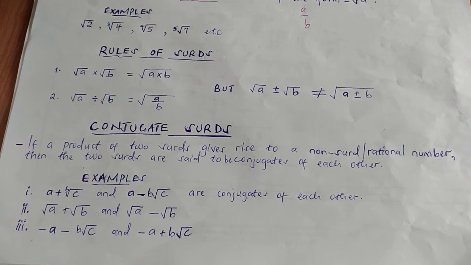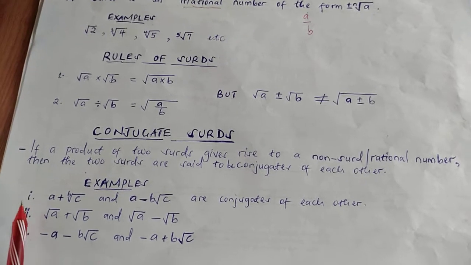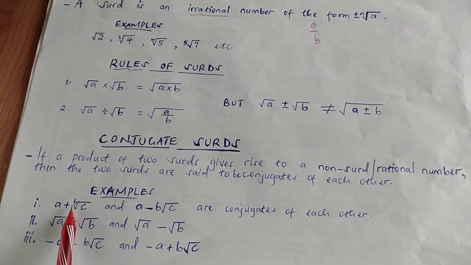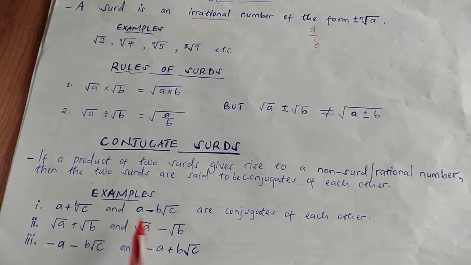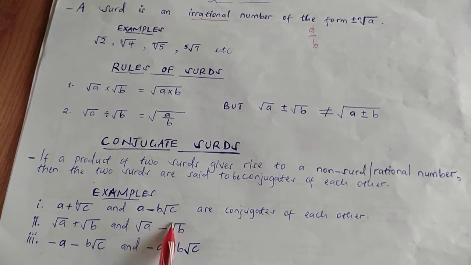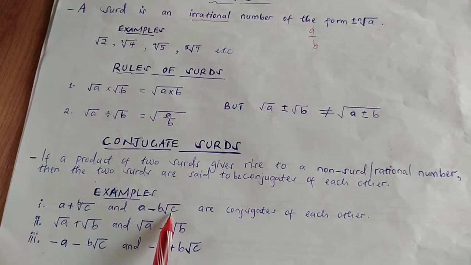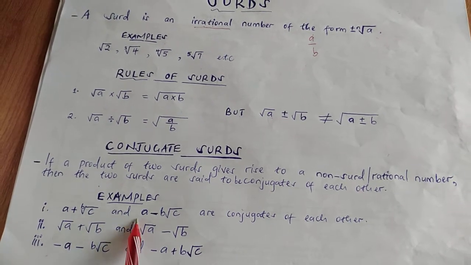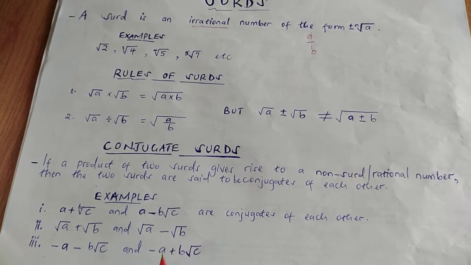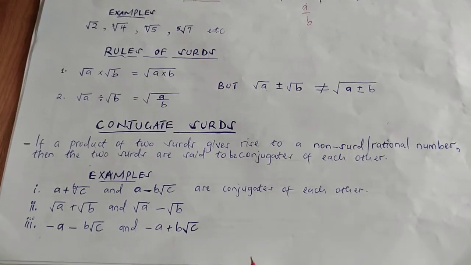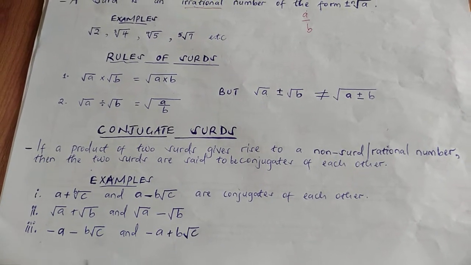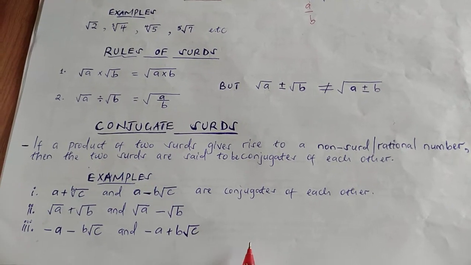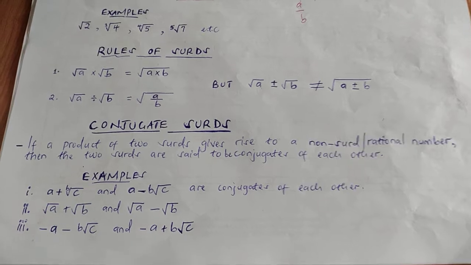Examples of conjugates. Number one is an example of a plus the bth root of c and a minus the bth root of c. The product of these two, this one multiplied by this one, will give you a rational number, which is a non-surd, and therefore the two are conjugates of each other.